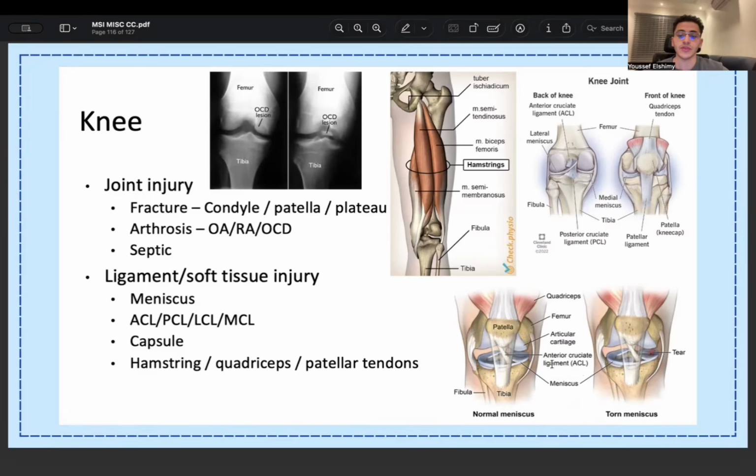We could have injury to the anterior cruciate ligament, which is the most common lower limb sports injury. We could have an injury to the PCL, which is found right here. We could have injury to the LCL as well as the MCL. We could also have an injury to the capsule or to the muscles surrounding the knee joints, like the hamstring, the quadriceps, as well as the patellar tendons.